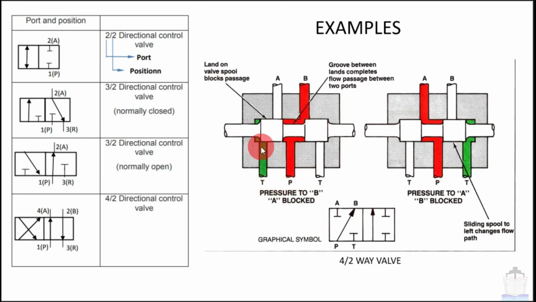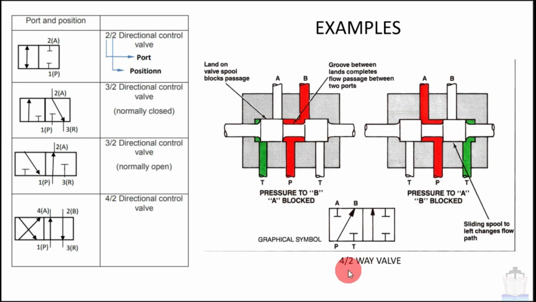Here you can see that there are actually 5 ports, A and B, which are working ports, and this T means drain port, and this is the main pressure port. So it should be a 5 by 2 valve because there are 5 ports and 2 positions, this position and this position, but here it is written 4 by 2 valve.